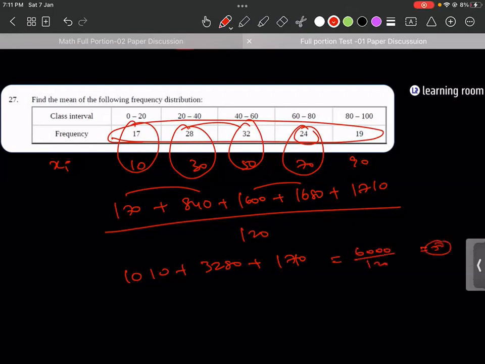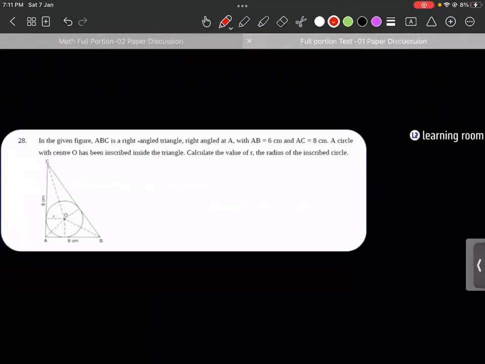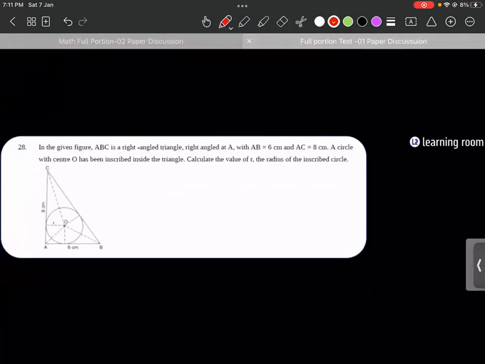Is this what you told? 50? Correct. I got 50, sir, but I used the step deviation method. Okay. Where did they mention step deviation? No, sir. So you thought that it would be simpler and proceeded? Yes, I thought it would be easy to proceed, sir. Yeah, that's right, because the numbers will become small. It's up to you. You can do it.